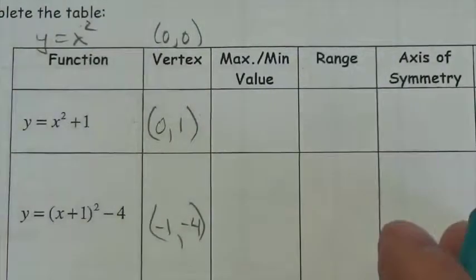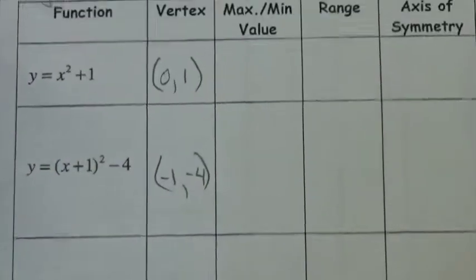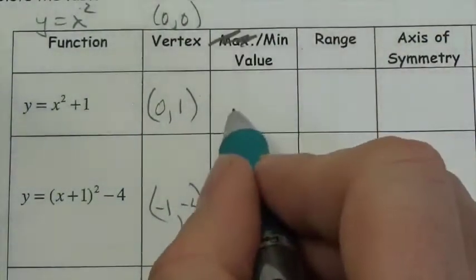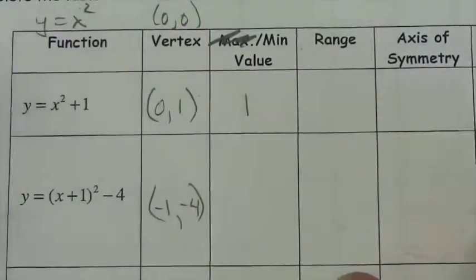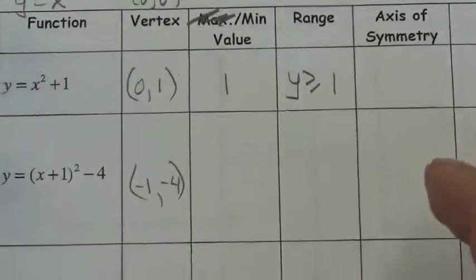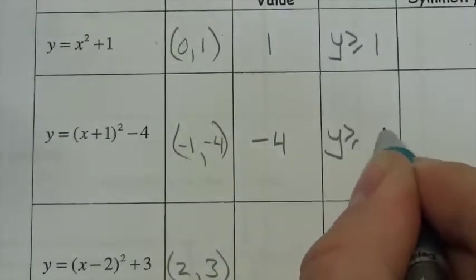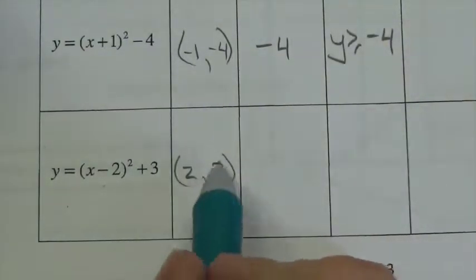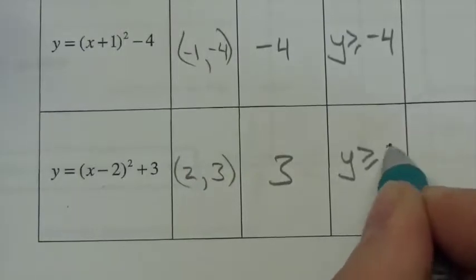Now, max or min value, once again, and I believe we've mentioned this before, all of these are positive up front, so we know that these things open up. So they're all going to have a minimum value. And the minimum value here is going to be 1, because it's associated with the y-coordinate, which, by the way, I might as well do right away here. That means our range is going to be y is greater than or equal to 1. Here, our minimum value is the y-coordinate negative 4, which means our range will be y is greater than or equal to negative 4. And here our y-coordinate is 3, which means our minimum is 3, and our range is going to be y is greater than or equal to 3.